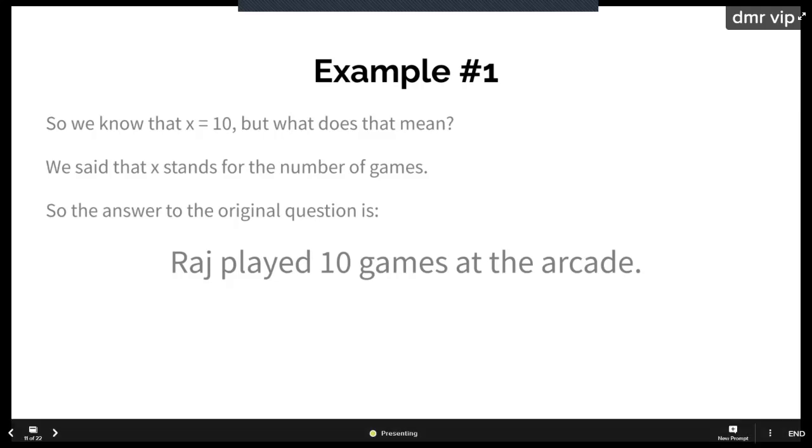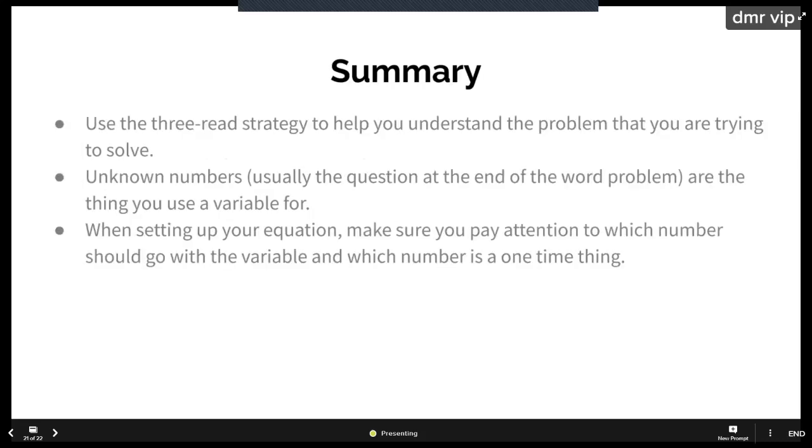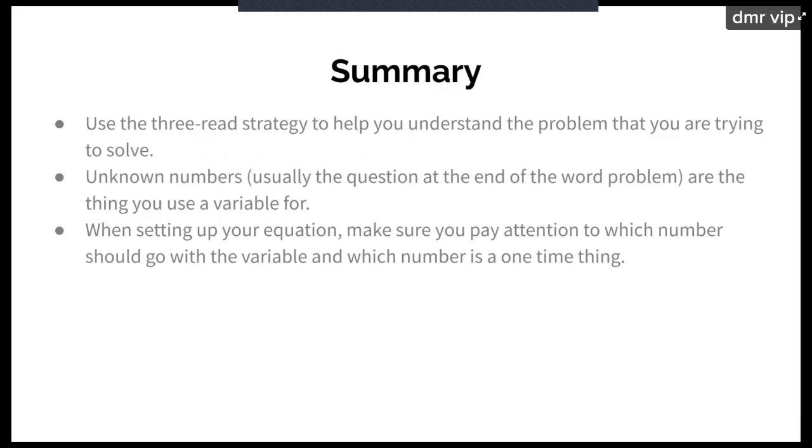Okie dokie. Our summary. Use the 3-read strategy to help you understand the problem that you are trying to solve. Unknown numbers, usually the question at the end of the word problem, are the thing you use a variable for. When setting up your equation, make sure you pay attention to which number should go with the variable and which number is a one-time thing.